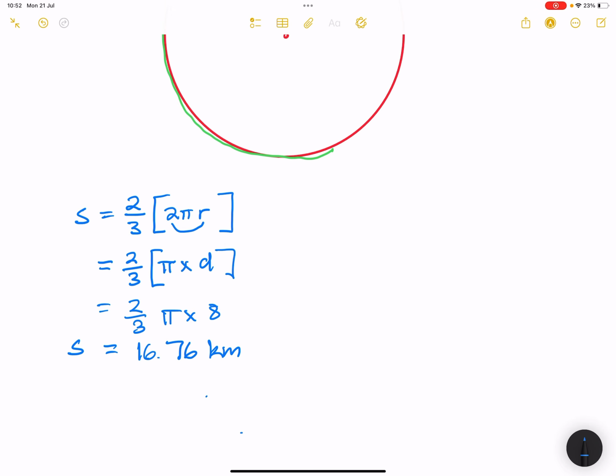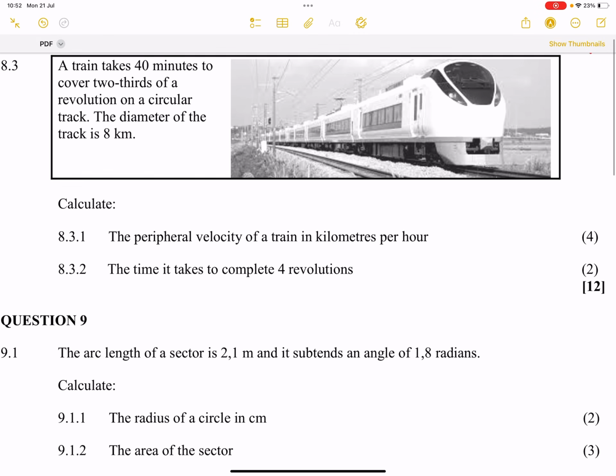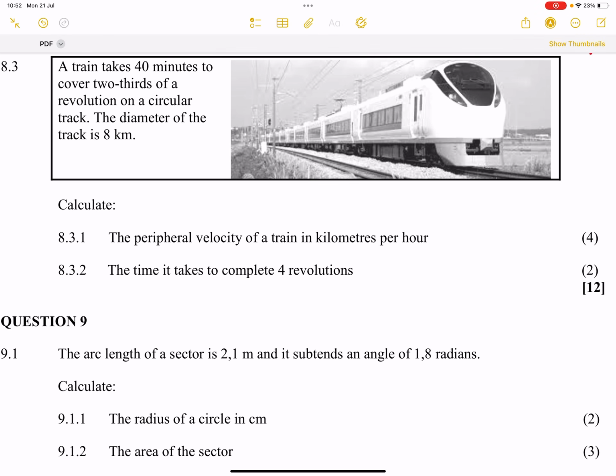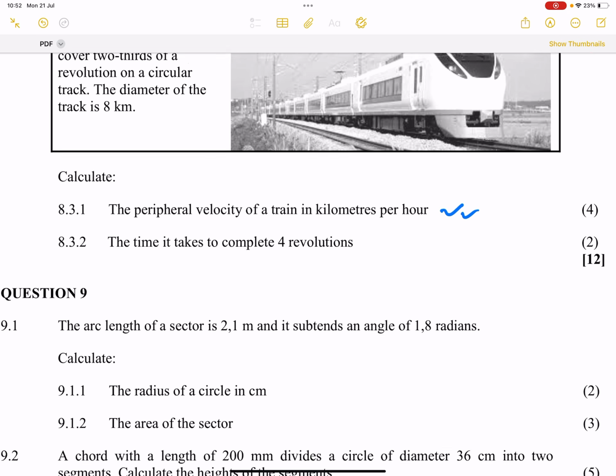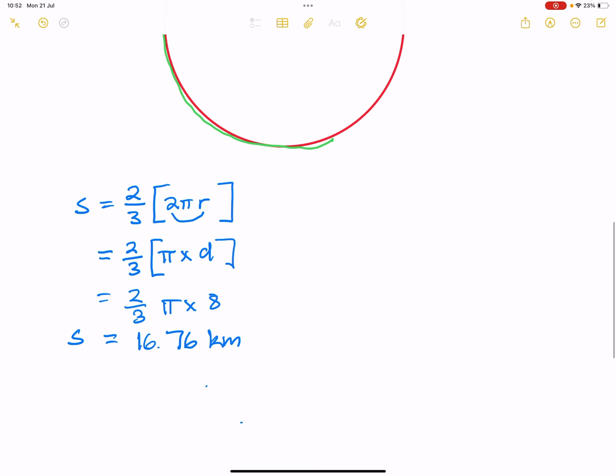But what were we looking for in the question? They said calculate the peripheral velocity of the train in kilometers per hour. That's very important. So what have we done? We found out the distance that will be covered by the train, in this case, within the 40 minutes.